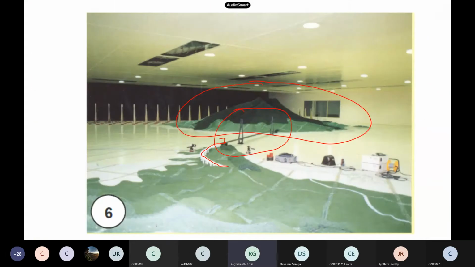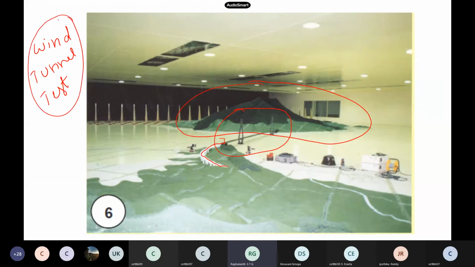Subjected to this type of cyclones or hurricanes, and then to verify whether things are safe or not, these aspects itself. So most of our IS code, or most of the results in wind engineering, come from wind tunnel tests. So experiment is a very important concept in wind engineering. Okay, so this is a very important thing.